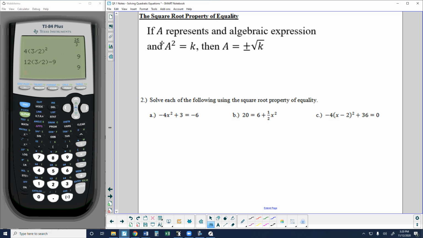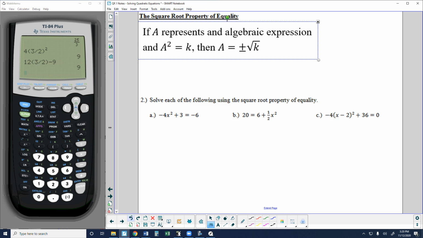So it relies on this property. If I have a as any algebraic expression and a squared is equal to k, then if I want to get rid of this squared, essentially what I'm going to do is take the square root of both sides. The result of this is going to be a plus or minus option.